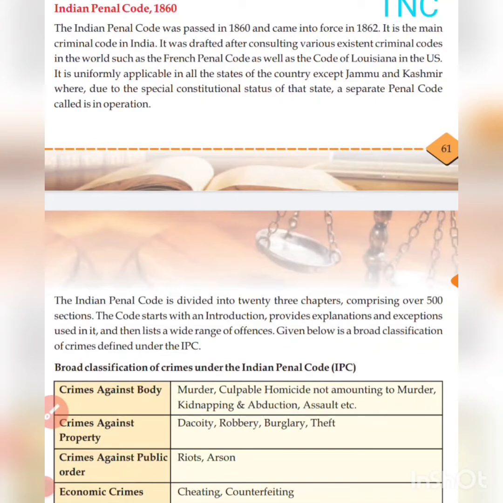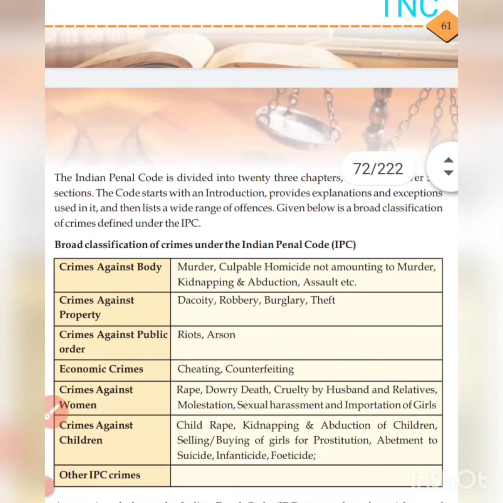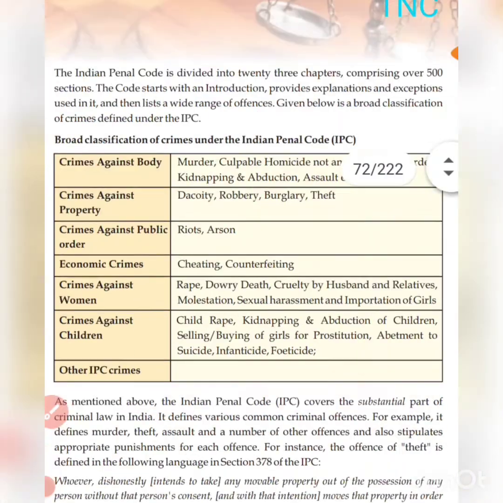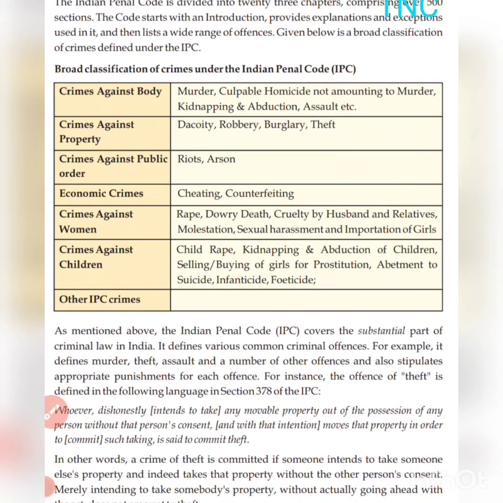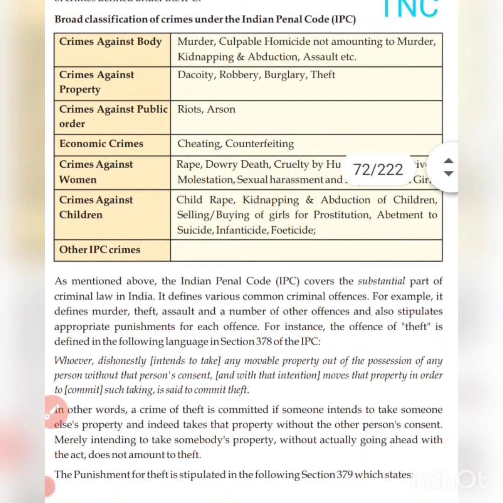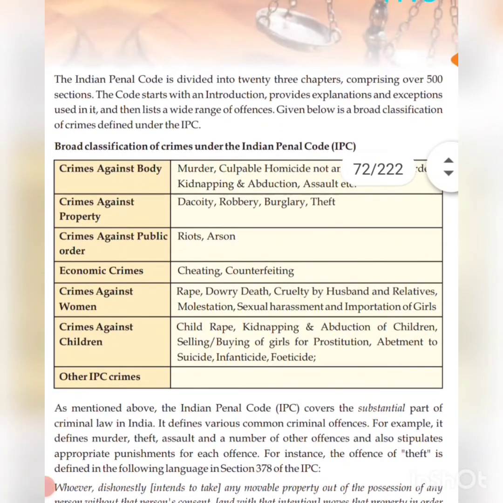ठीक है. Now this was till now uniformly applicable in all states except J&K, but now it is also applicable in J&K because that special status has been removed. I also told you the special penal code for this state, that was Ranbir Penal Code, right? Okay. The Indian Penal Code is divided into 23 chapters comprising above 500 sections. I think this is not much important, but depends upon school to school what they may ask. So IPC divided into 23 chapters, over 500 sections.